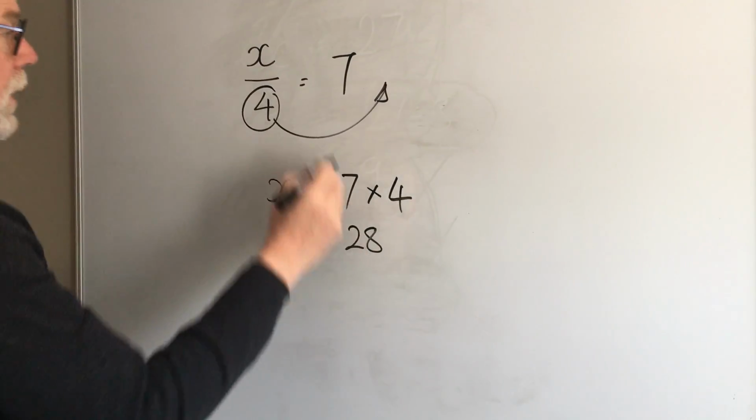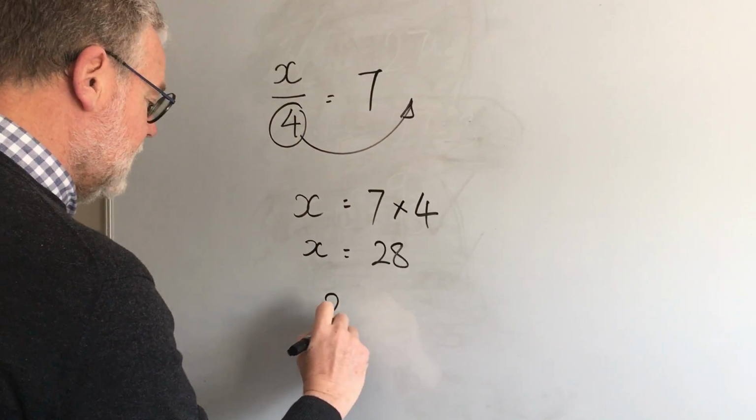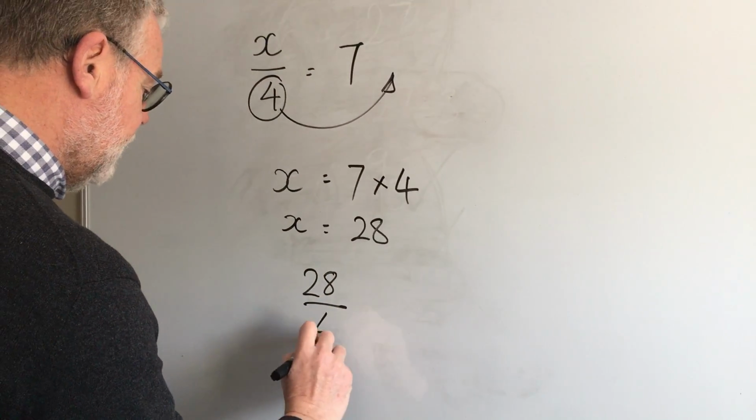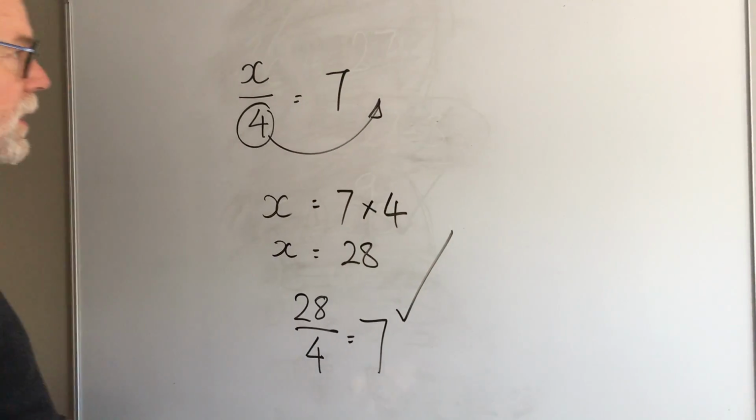How do we know? We go back to our sum, we substitute the value of 28 for x. So 28 divided by 4 we know should equal 7. Yes it does. Job done, and that's it.